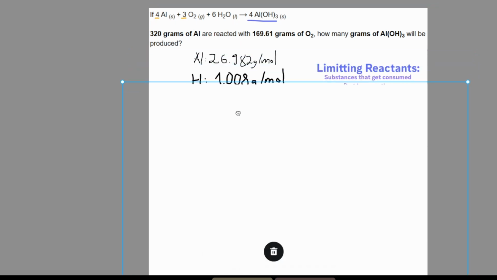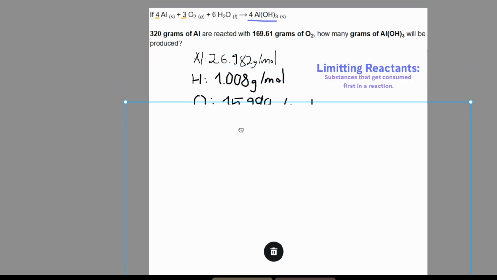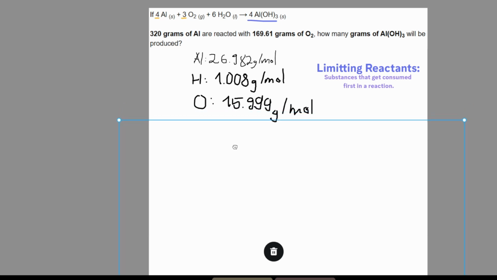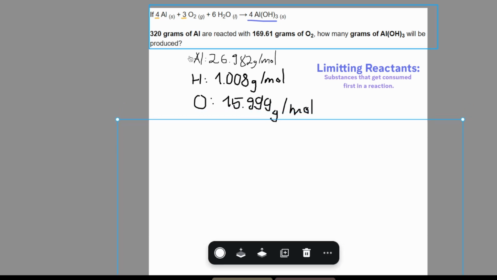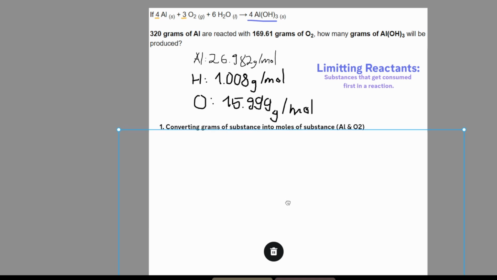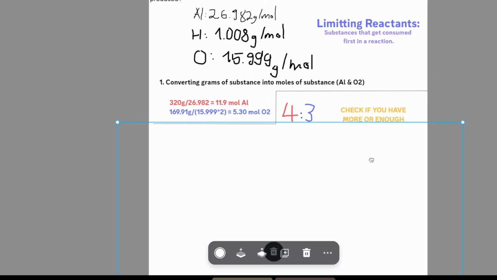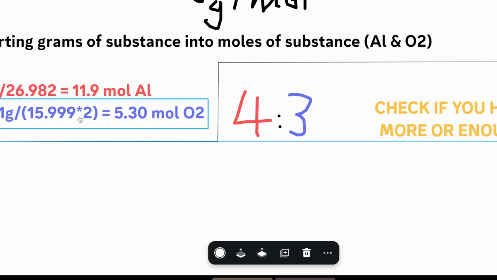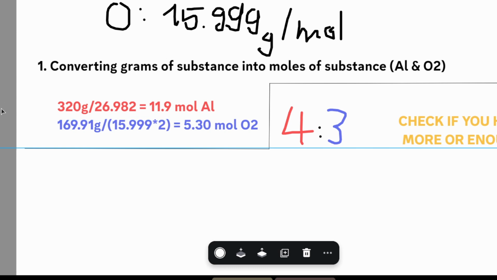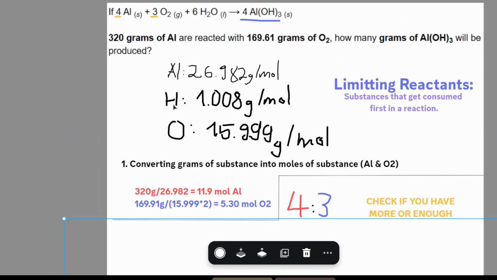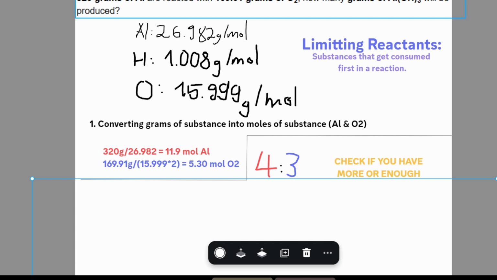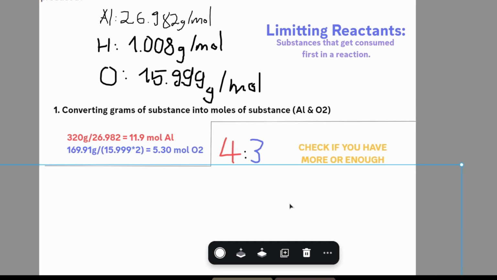But in this problem, we're using limiting reactants, so we're going to have some excess left over. Okay, first step, just get the formula masses. And the second step, what you're going to do is convert the masses to the amount of moles. And so we have 320 grams is that many moles of aluminum, and that many grams of oxygen gas is that many moles of oxygen gas.